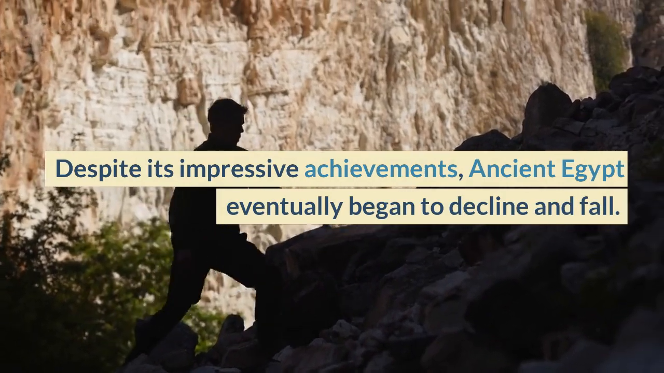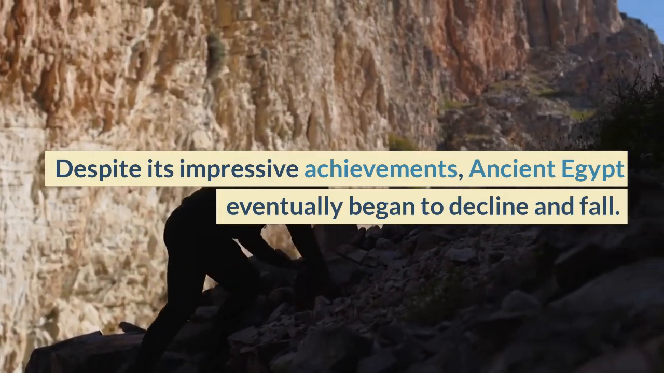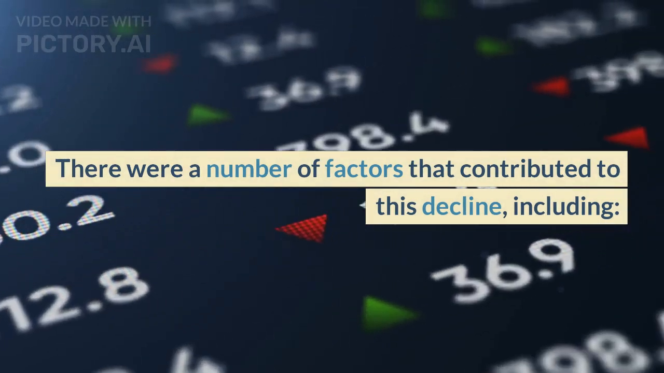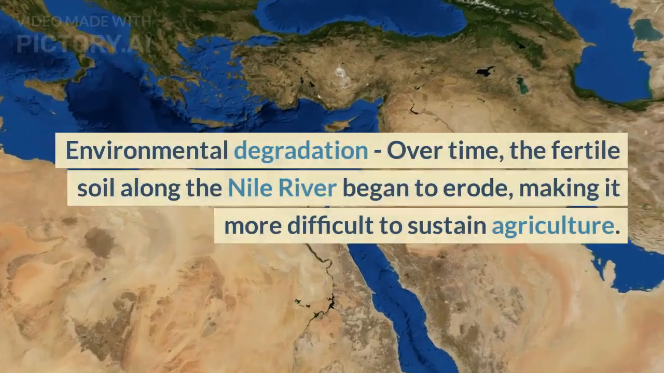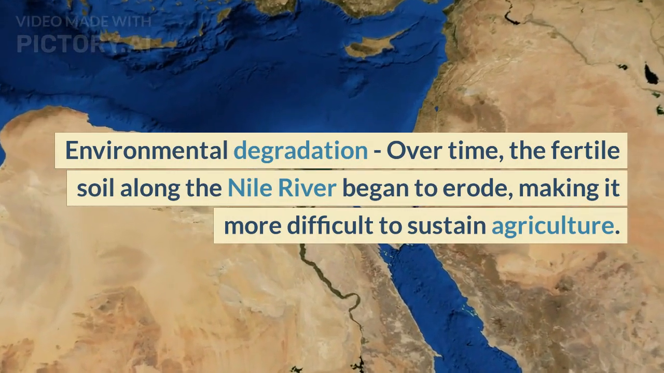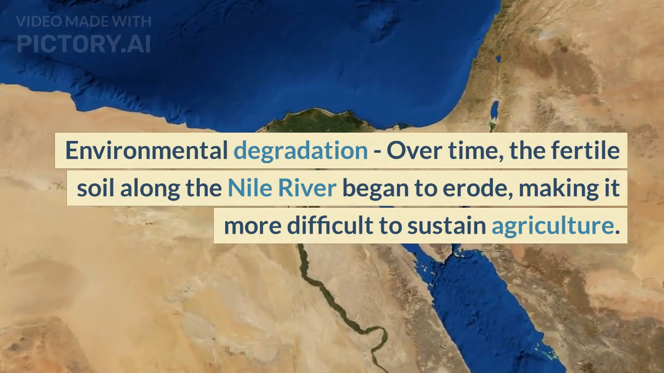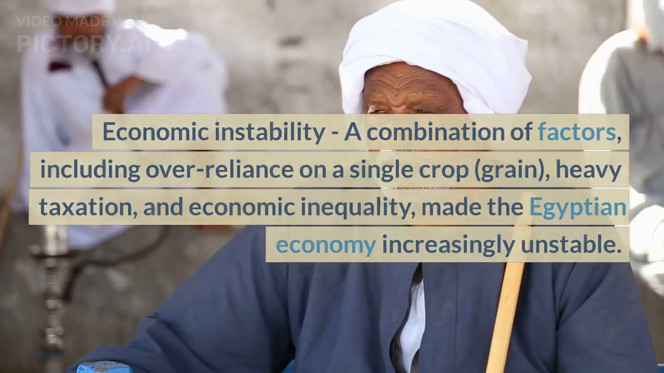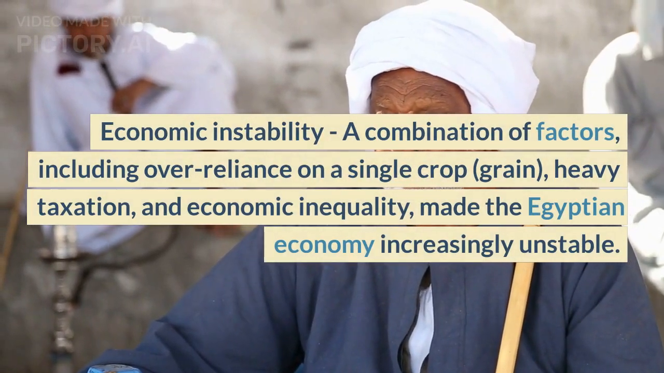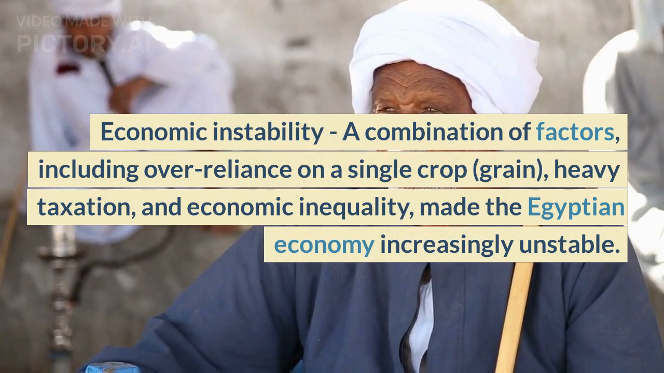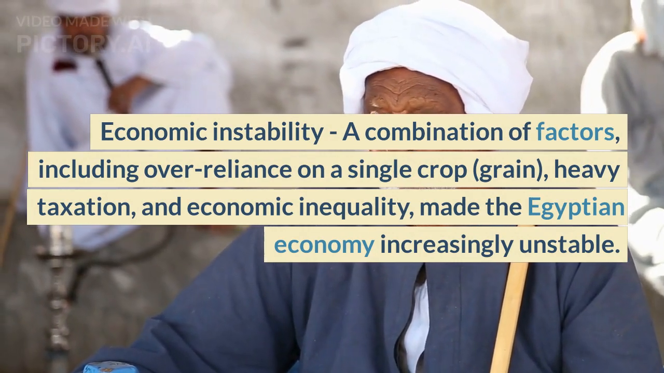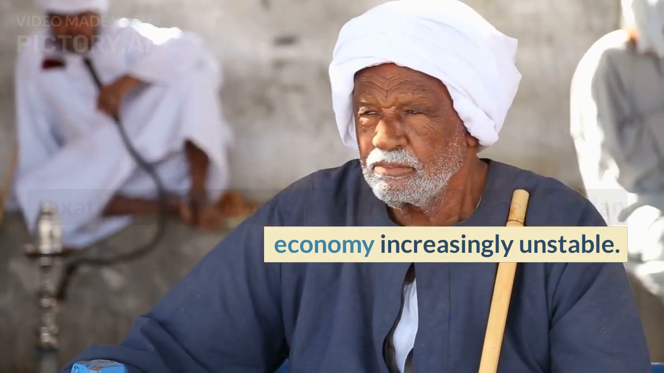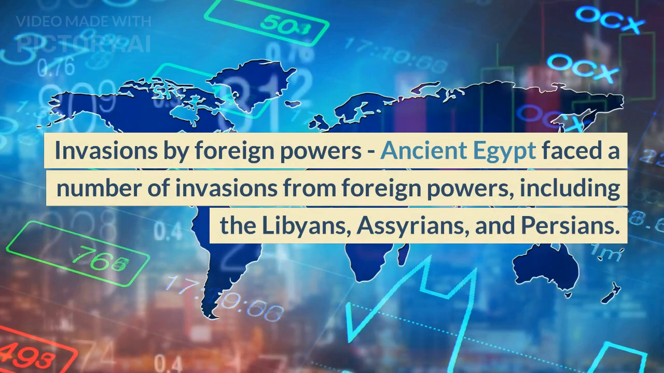Despite its impressive achievements, ancient Egypt eventually began to decline and fall. There were a number of factors that contributed to this decline, including environmental degradation. Over time, the fertile soil along the Nile River began to erode, making it more difficult to sustain agriculture. Economic instability. A combination of factors, including over-reliance on a single crop, grain, heavy taxation, and economic inequality, made the Egyptian economy increasingly unstable. Invasions by foreign powers.